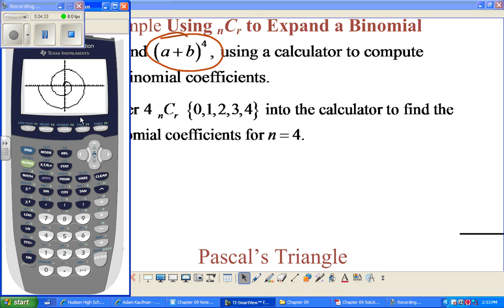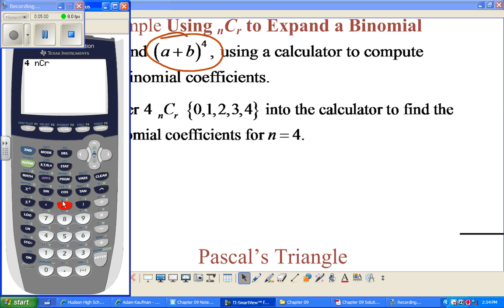Bring up my calculator. Clear all this old stuff out. All I need to do is type in 4. Then I just hit math, go to the left so that I'm up on the probability portion, and then I want my combination button, which is number 3. And then instead of typing just one r value, I can type in a whole bunch at once.